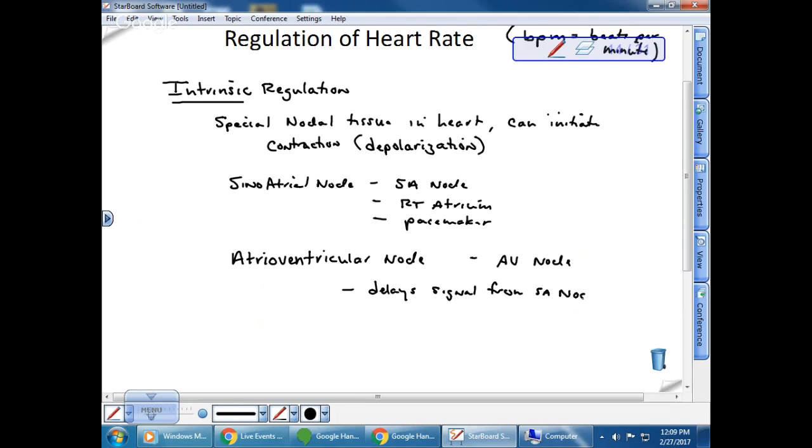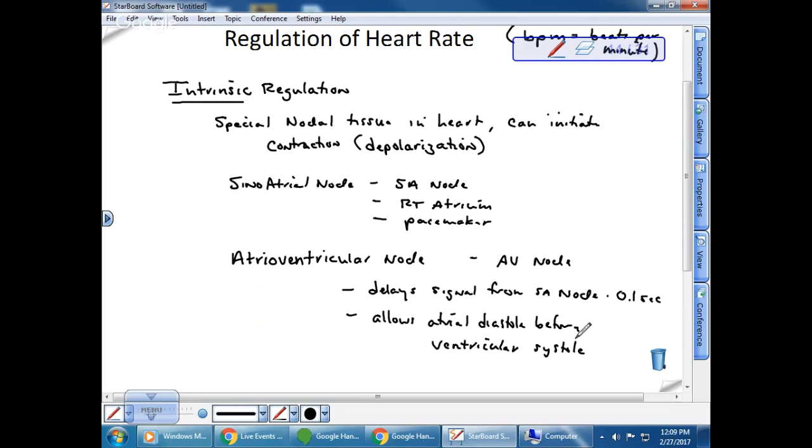Really short, like it's like 0.1 seconds, right? So it's not very long, but what that does is it allows the atria to relax before the ventricles contract. So it allows atrial diastole, right, before ventricular systole. Okay, so it allows the atria to relax before the ventricles contract.